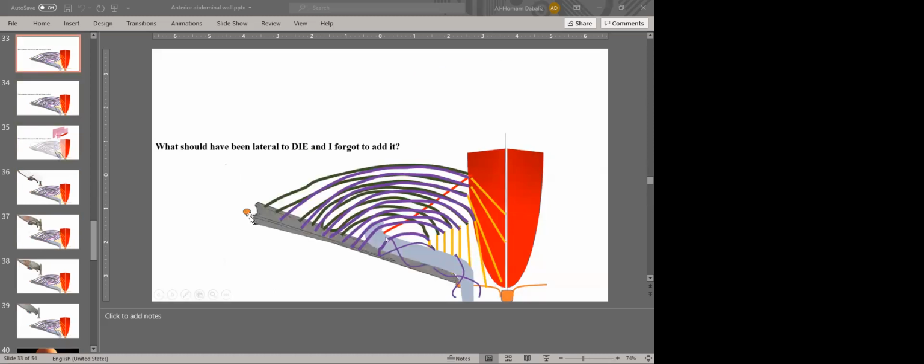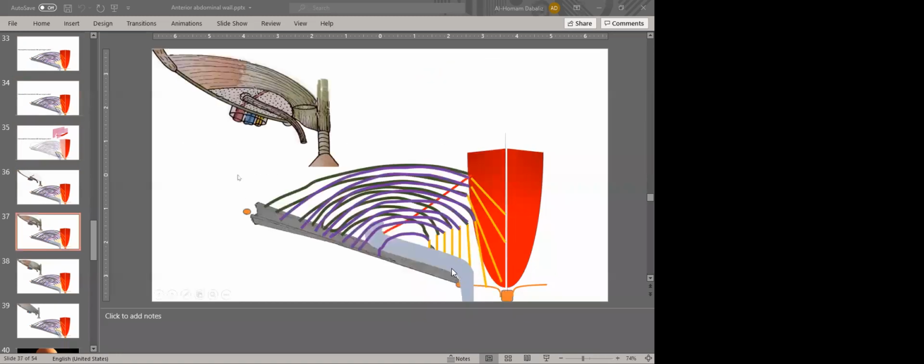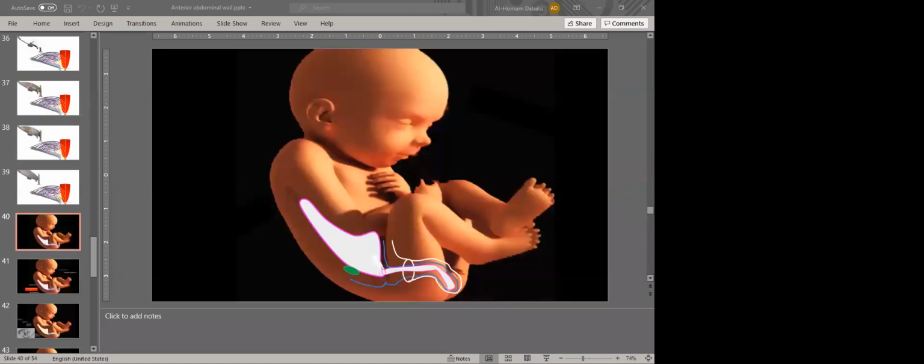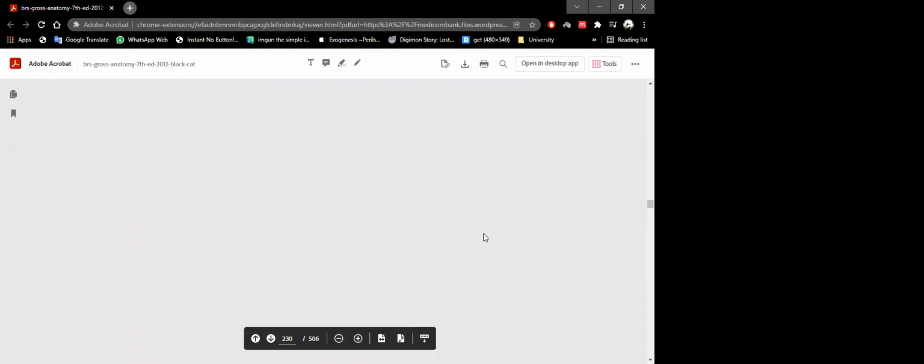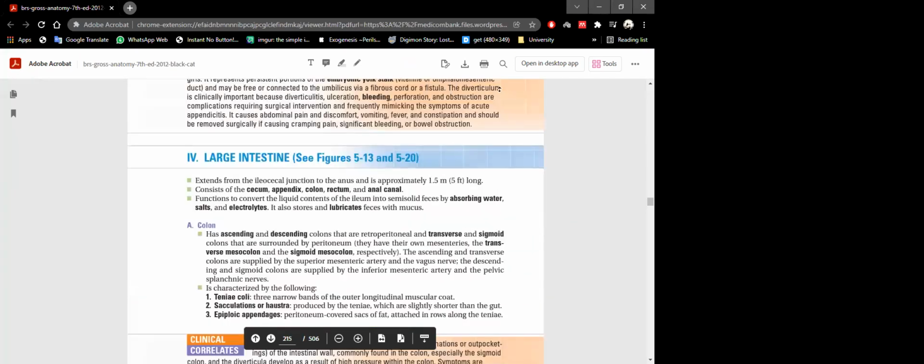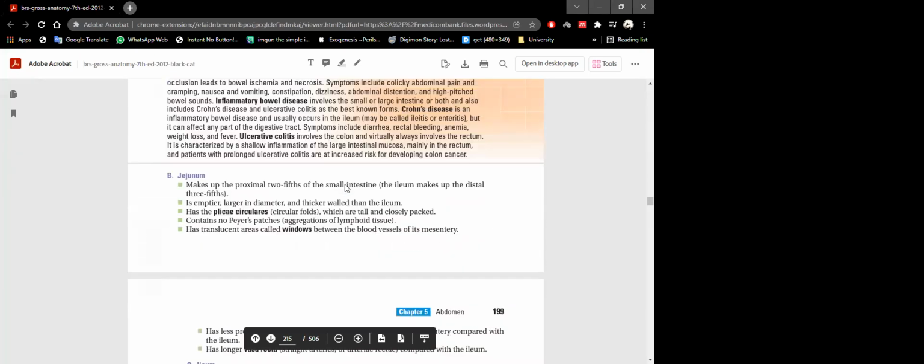All right, so now this is the idea of the deep ring and the superficial ring. Now, as I said, when your testicle is going down, I have a good picture about it in BRS, I guess. Oh God, why did I go so far down? Sorry, guys. Give me a second. I should have just downloaded this. Sorry.